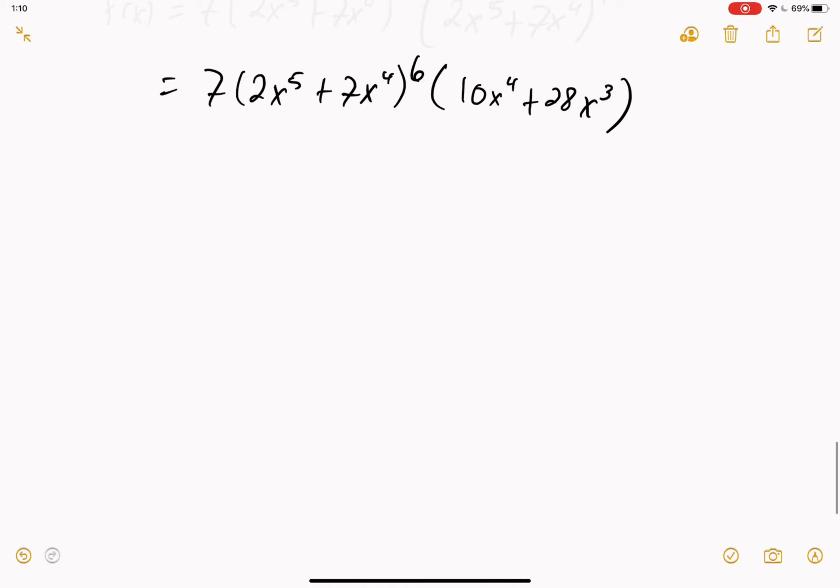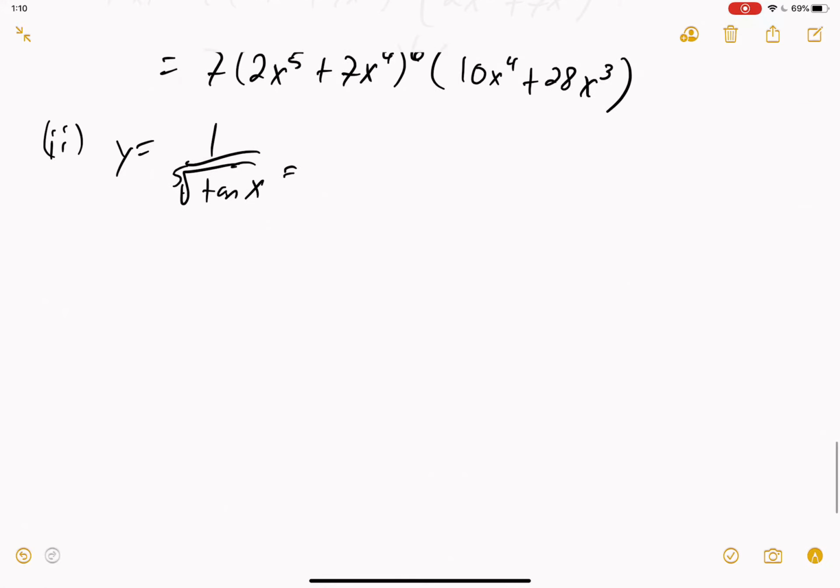So the next example we're going to do is one with tangent now. We're going to let y equal 1 over the 5th root of tangent x. And just in case you don't remember, this is the same thing as tangent x to the negative 1 over 5, because it's negative because it's on the bottom.